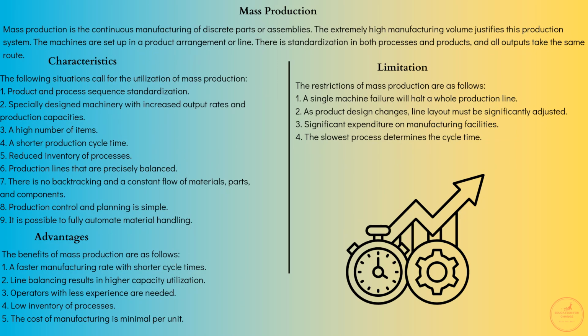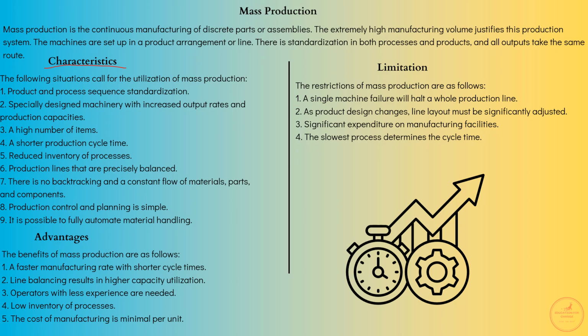Now third one is coming, the mass production. Mass production is basically on the huge volume of the product. Okay, so first one is coming, the characteristics. Again, what you should do, the product, process and the sequence is standardized. That means the standardization of the product and the process.